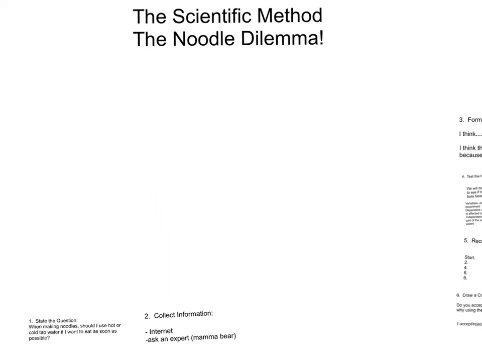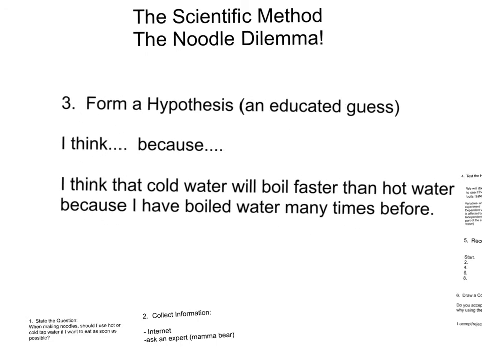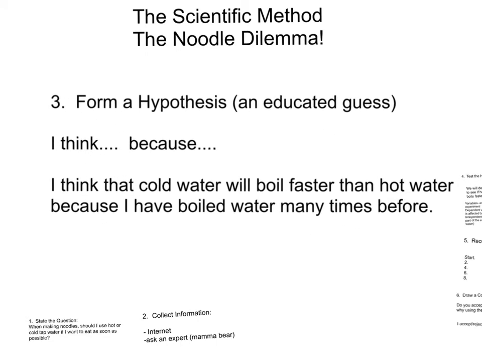Okay, now on to the third. The third step of the scientific method is to form a hypothesis. We talked about in class how a hypothesis is an educated guess. It's not a fact. It's just what you think is going to happen. I said I would like to see 6th graders write their hypothesis as an I think because statement. So here was the example.